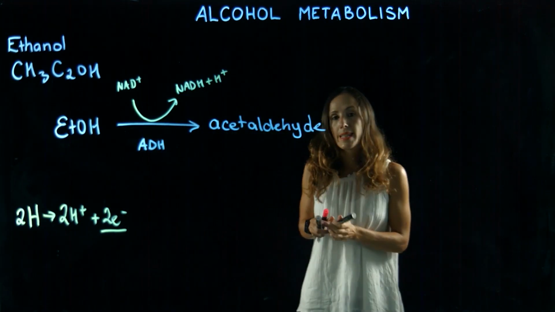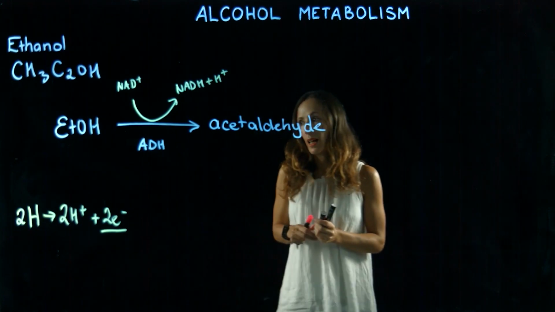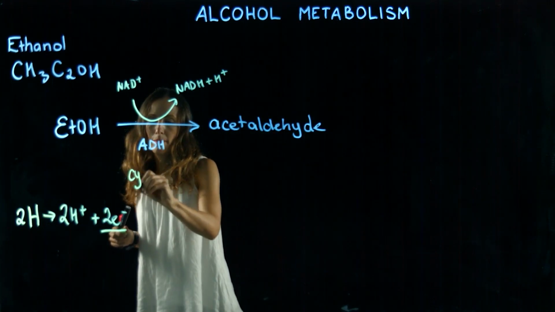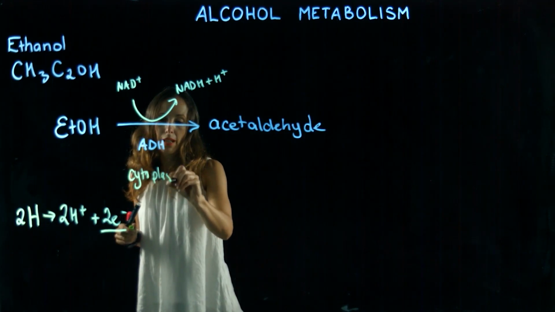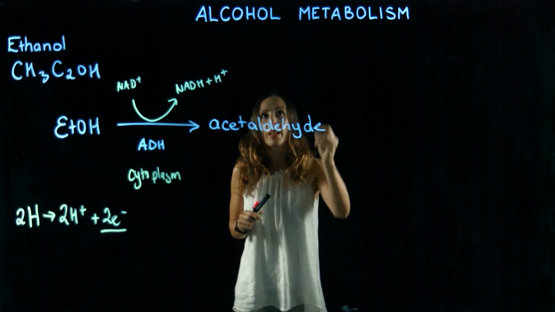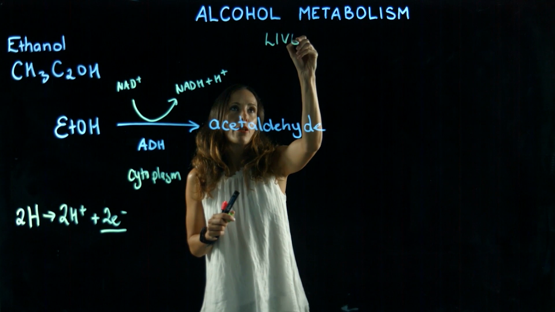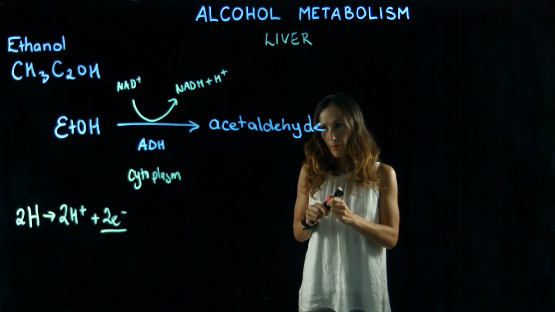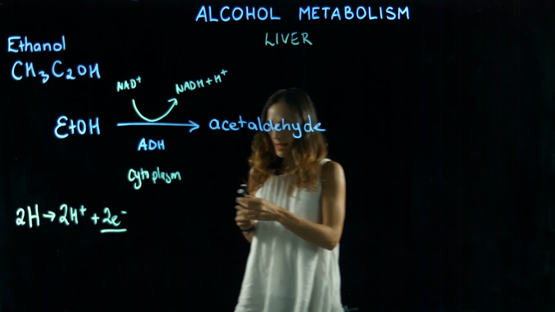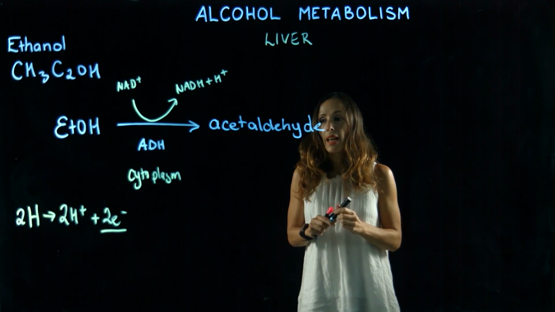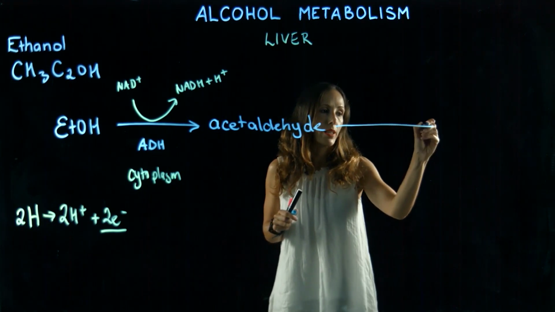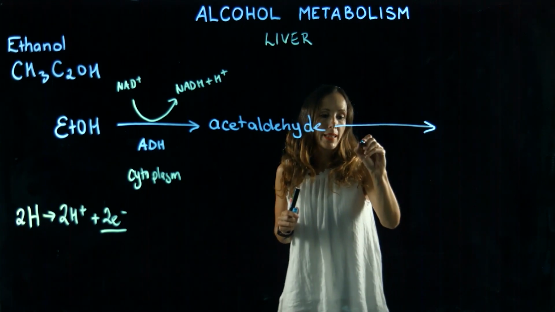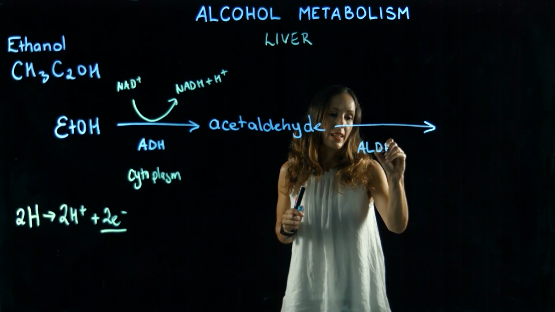So that's our first step of oxidizing ethanol, and this occurs in the cytoplasm. Which cells does it occur in? Predominantly in liver cells. So the metabolism of our alcohol is occurring in the cytoplasm of liver cells. This is our first step with the enzyme alcohol dehydrogenase. And then we need to further oxidize our acetaldehyde, and this is done by acetaldehyde dehydrogenase.